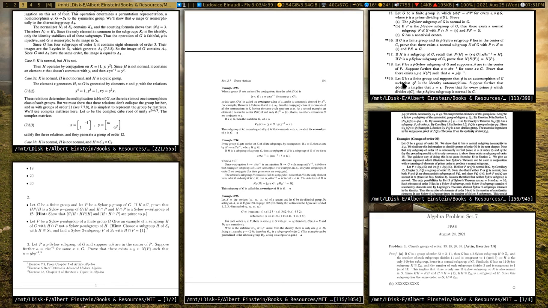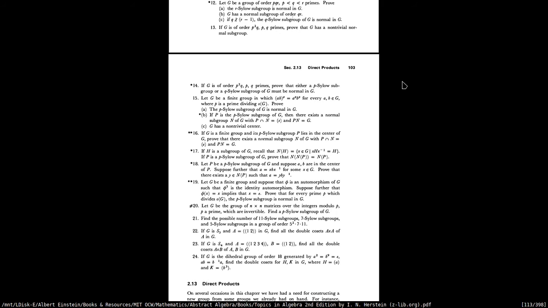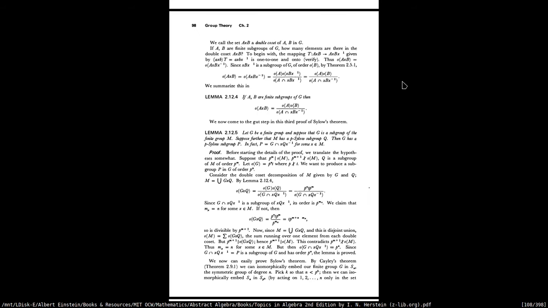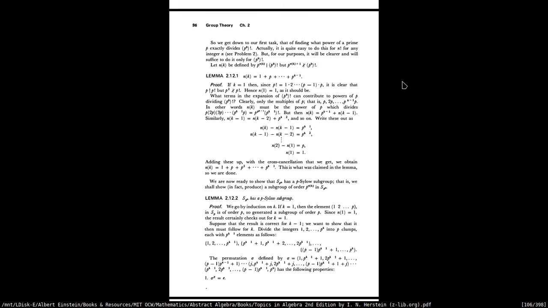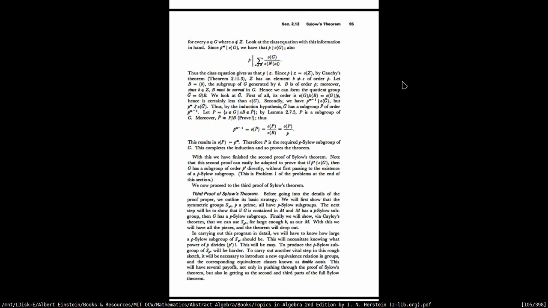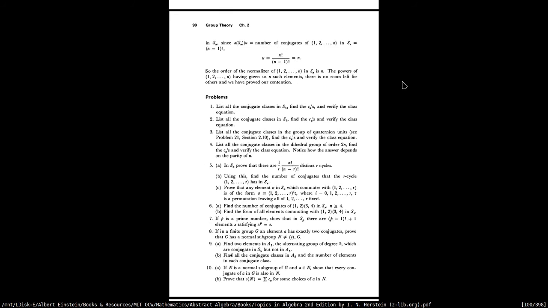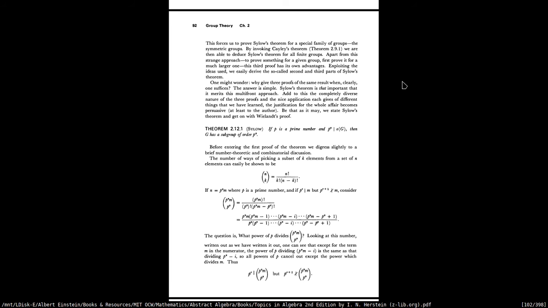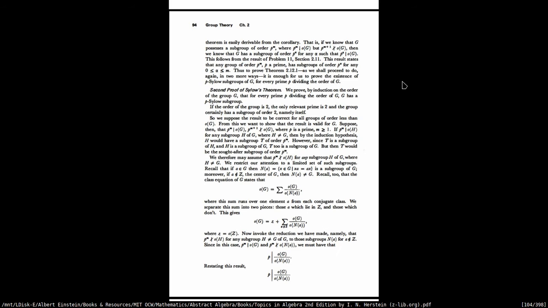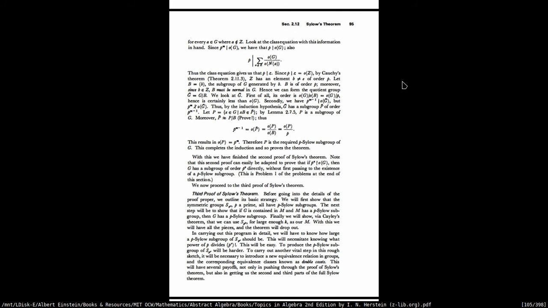Z P Z inverse. Wait a minute, is this big P? Z big P Z inverse? Yeah, Z big P Z inverse. And what is that going to equal? To X P X inverse. Why?